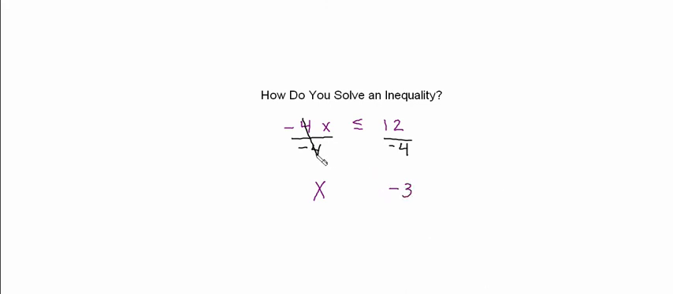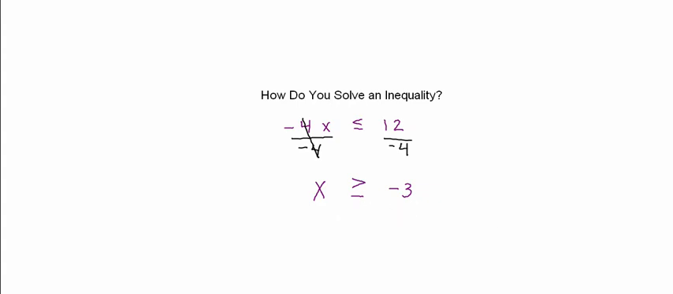Since we divided each side of our inequality by a negative value, we have to reverse the inequality sign. So we're going to write x is greater than or equal to negative 3. Whenever you divide or multiply your inequality by a negative value, you must reverse the sign. So our solution is x is greater than or equal to negative 3.